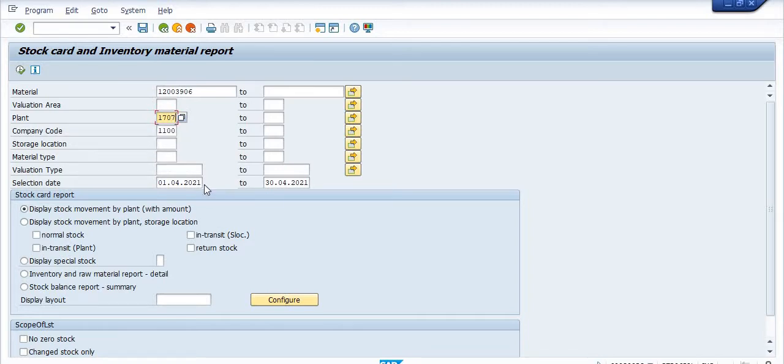For the period from 1/4/2020 to 31st March 2021, in the last financial year, what is the price of this material? What is the rate of this material in the previous financial year? So you need to fill in your material code, your plant code, your company code, and the duration. If any transaction has been done in that period, then it will show the price of the material.